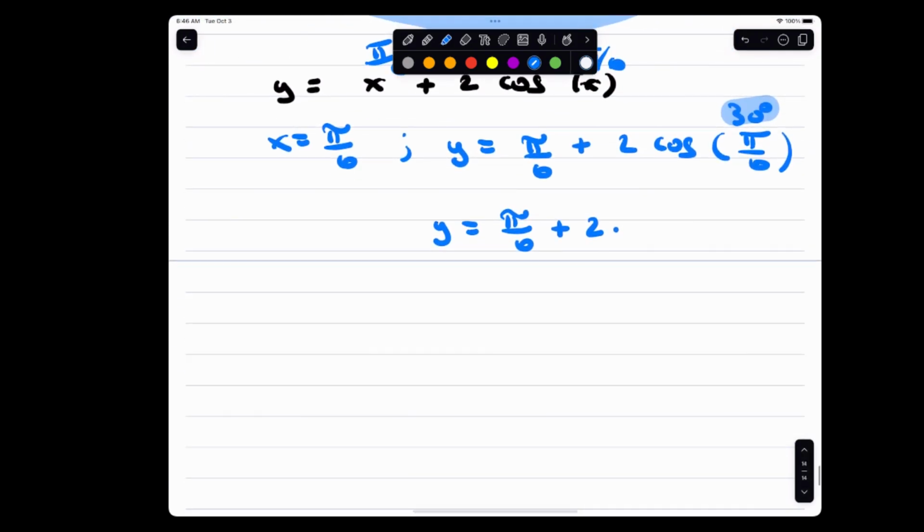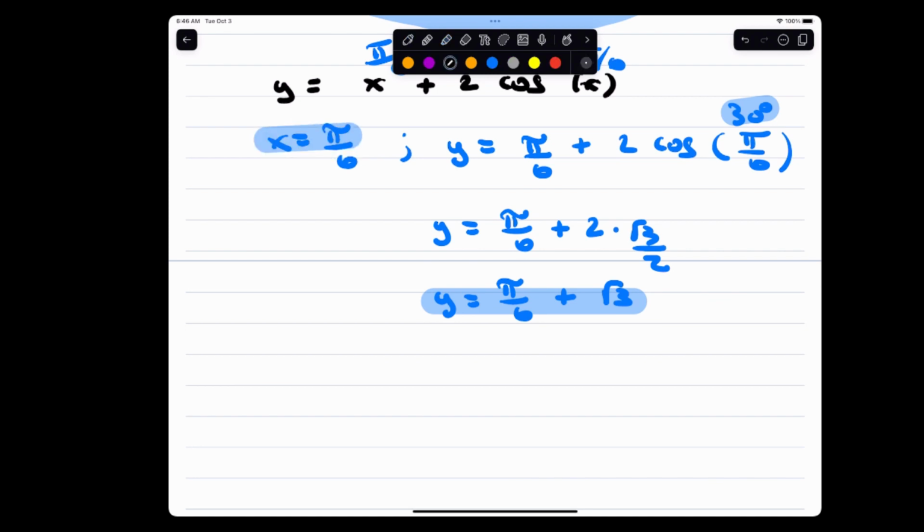So what happens to your y? Isn't that going to be what? Pi over 6 plus square root of 3. So here you go. Here's the x. Here's the y. That's what they mean by the first point. Pi over 6. What's the y value? Pi over 6 plus the square root of 3. Okay, so there's your first address here for location.